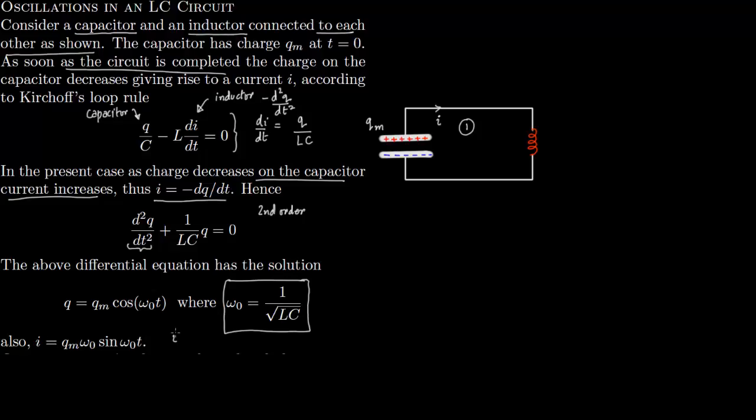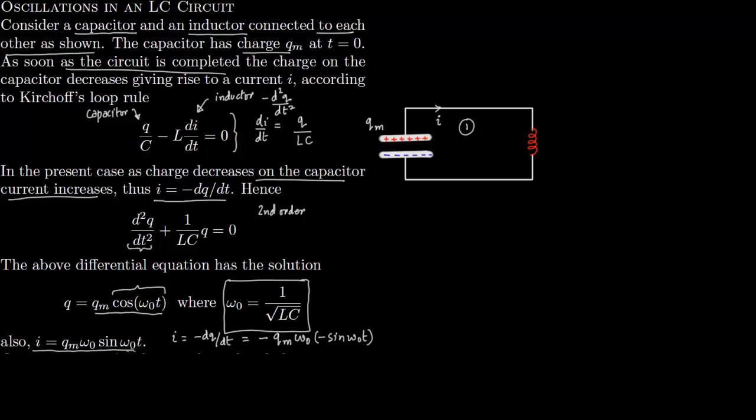So what is I? So I is equal to minus dq by dt. So you differentiate this equation, and this will give you minus Qm, and then you have omega naught, but you also have minus sine of omega naught t. So this minus minus cancels out. So you get Qm omega naught sine of omega naught t. So notice that everything is just the differentiation of this. Qm is the maximum charge, which is a constant, which is given to us at the start.